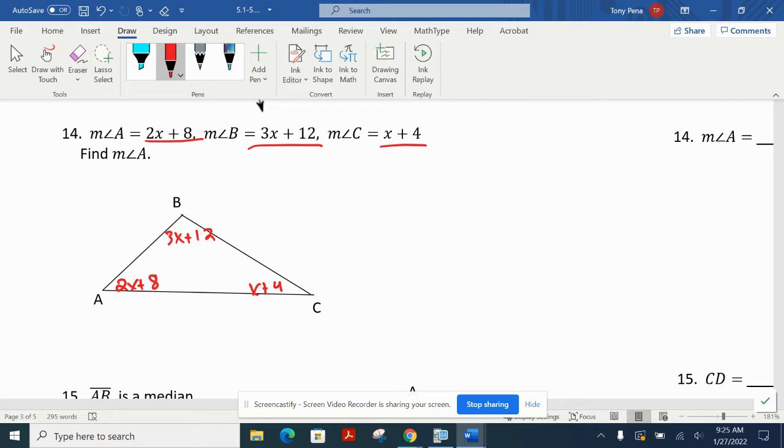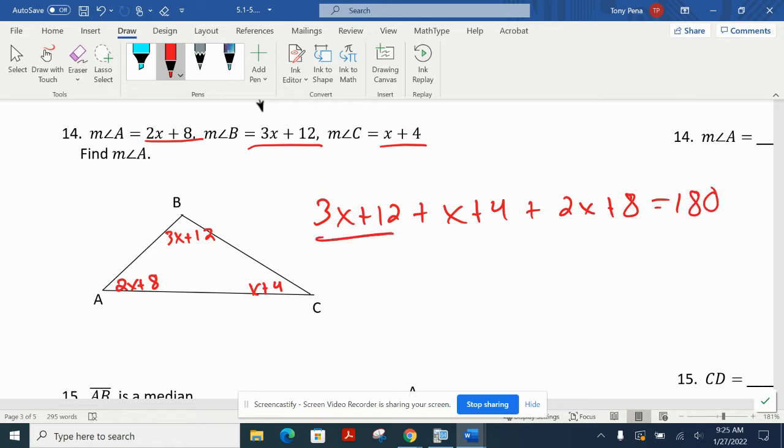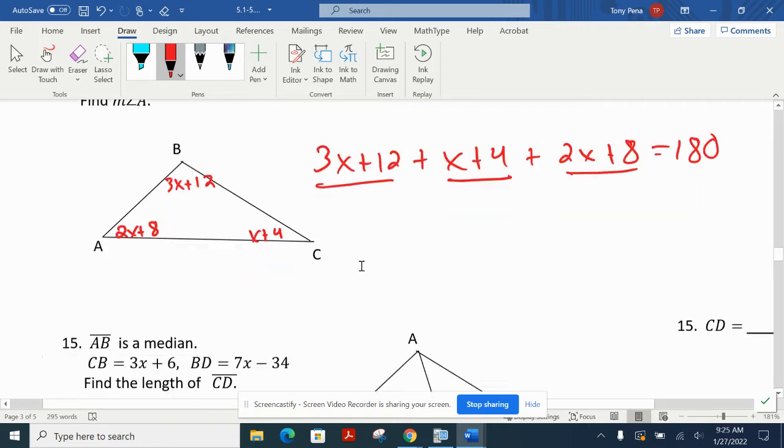Again, what we've done the most this whole first 3 weeks back from break, all those have to add up to be 180. Inside of a triangle always adds up to be 180. So we take 3x plus 12, x plus 4, 2x plus 8. Those have to all add up to be 180 degrees. All right, so here's 1 angle, 2 angle, 3 angle, add them up to be 180. At this point, again, we're all pretty good with the equations.